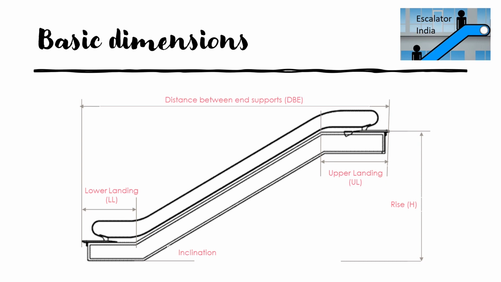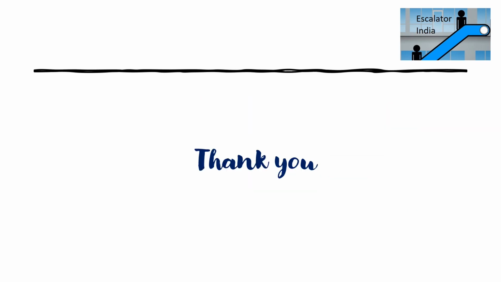Inclination: the escalator will mainly be inclined at 30 and 35 degrees. A travelator or moving walkway will be at 0 degree, 10 degree, 11 degree and 12 degree. So this is the basics of escalators and travelators.